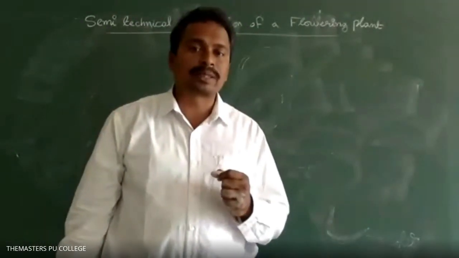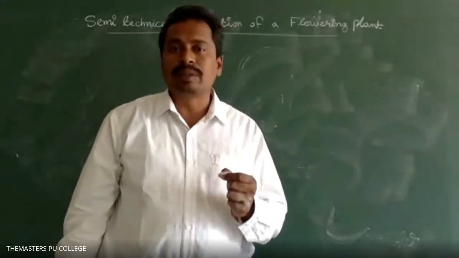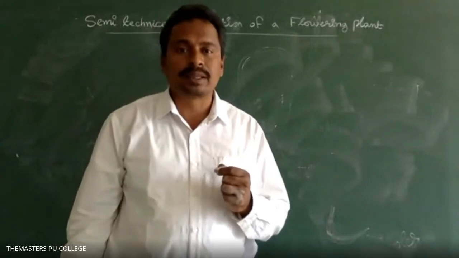Right. How many types of flowers are there based on the position of the ovary with respect to the other floral parts in a flower? Three types: hypogynous, perigynous, and epigynous flowers. What is the position of the ovary in a hypogynous flower? Superior ovary.